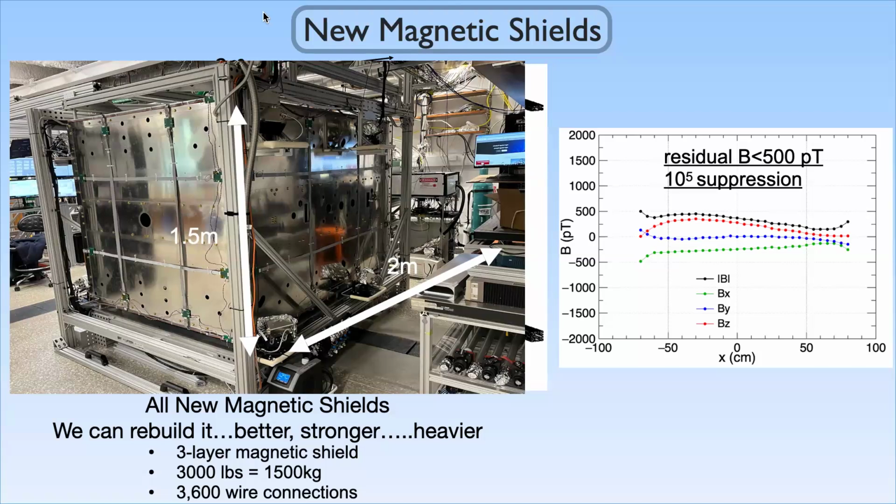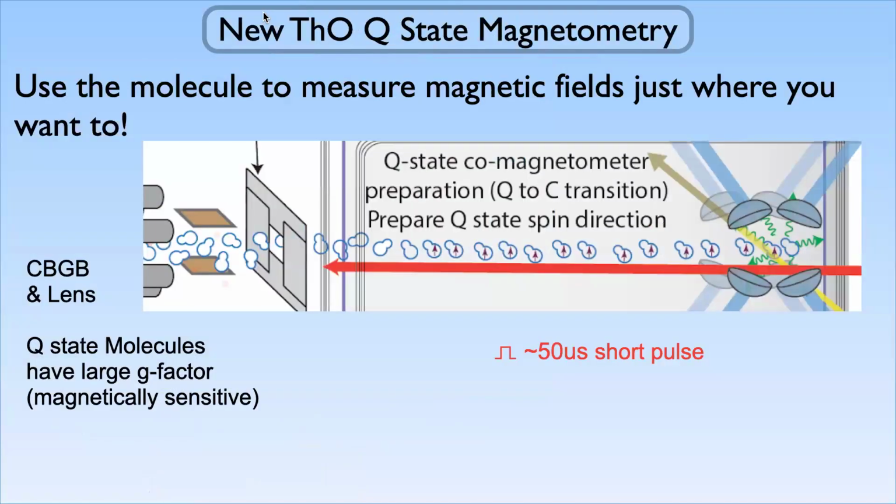There's a bunch of coils in there for trimming, for applying the magnetic field, for keeping the gradients low. It's very complex, and this all works, as you'll see, and we have really very good suppression of the magnetic field. So that all worked great.